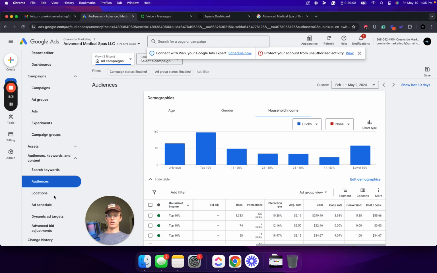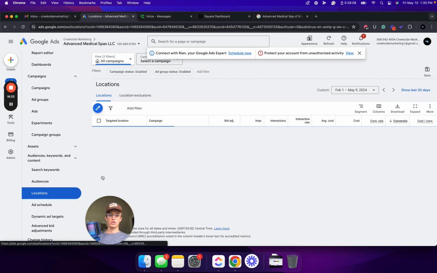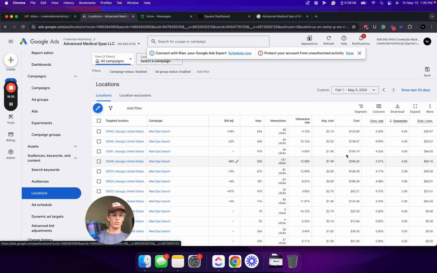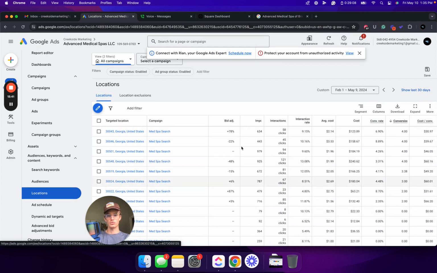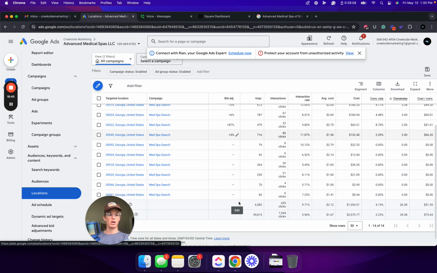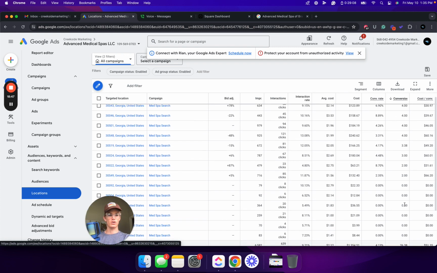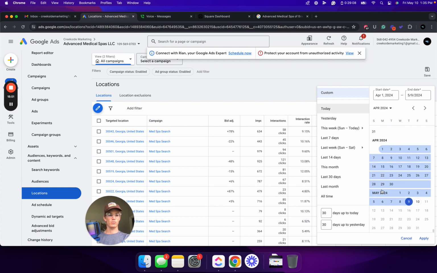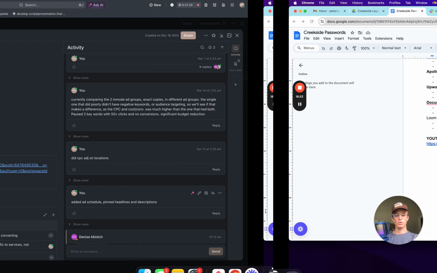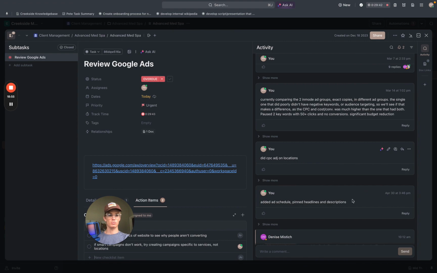So the next thing we're going to do is check locations, just to make sure that these are all trying to converge towards the same cost per conversion, because that's always the goal when making these bid adjustments, for them all to kind of converge on the same number. And so they should all be trying to converge to 51. We're going to see more recent data from after we actually made those adjustments, because if we go back to our notes, we see that we made an adjustment around April 13th.